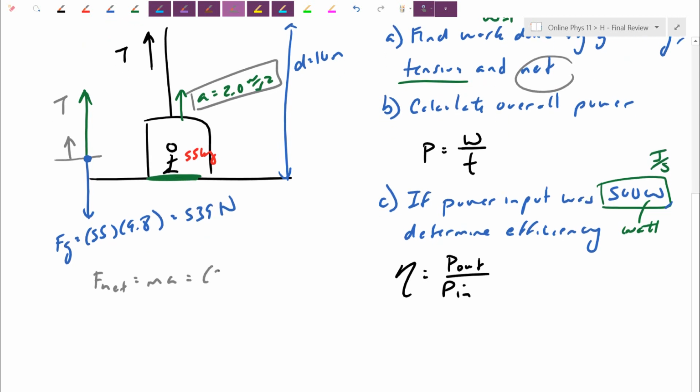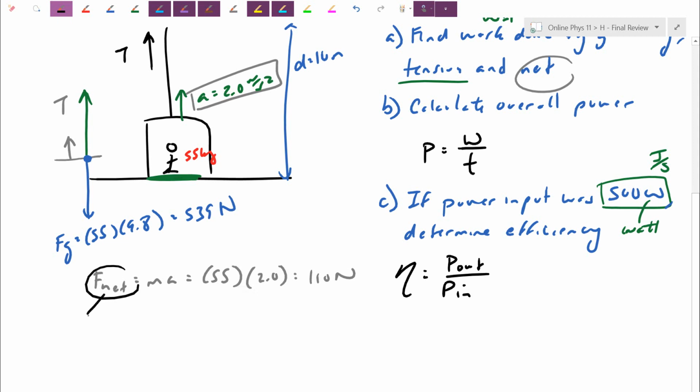For my mass of 55 kilograms, yes, the elevator would also have mass as well, but for me, accelerating along with the elevator, 55 times 2 is equal to 110. I need to have an overall unbalanced force of 110 going in the upward direction. Remember, net force by itself is just a magnitude. It's just the overall unbalanced force.